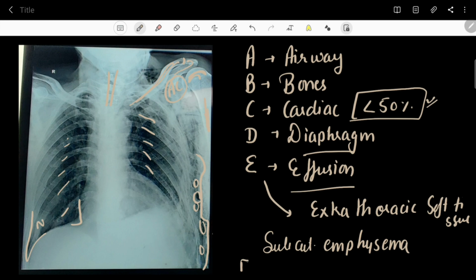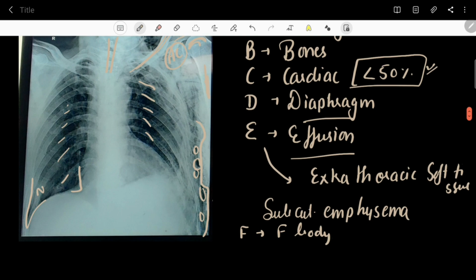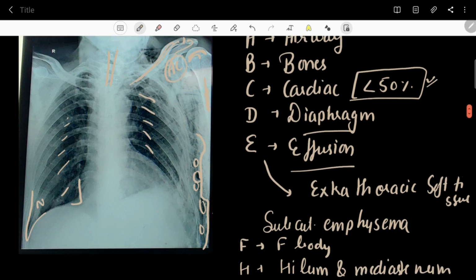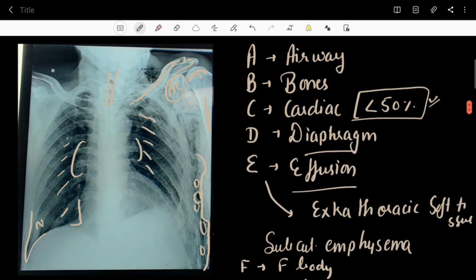The next letter is F, and F stands for fissures and foreign body. You can say that there is no foreign body as such that we can see in this x-ray. The next is H, and H stands for hilum and mediastinum. In the hilum, you can see the hilum of the lungs is normal, and the mediastinum is more or less normal.